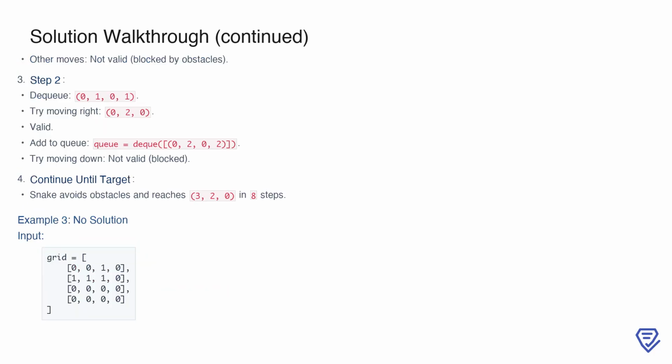From the state 0, 1, 0, 1, we again try moving the snake to the right, resulting in the state 0, 2, 0. This move is valid since the cells 0, 2, and 0, 3 are empty, so we add this state to the queue and update the visited set. Moving the snake downward is not possible due to the obstacles in the second row. The BFS algorithm continues exploring valid moves, carefully avoiding obstacles, until the target position 3, 2, 0 is reached. For this example, the snake successfully navigates around the obstacles and reaches the target in 8 steps.